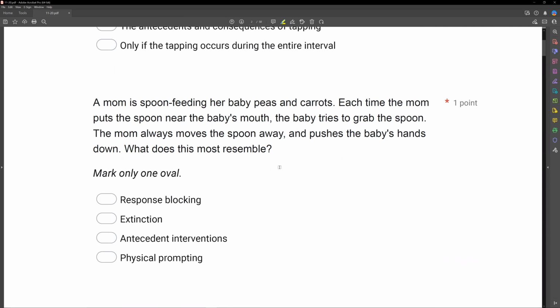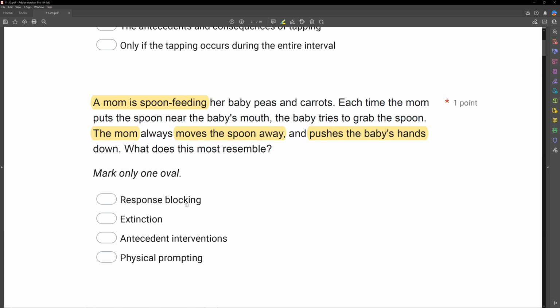All right, kind of a vague question. It's a behavior question first and foremost. And whose behavior are we looking at? You always have to answer that question. Whose behavior am I looking at? Well, we're really looking at the mom's behavior, right? Because we're talking all about the mom. The mom is spoon feeding carrots. Each time she puts the spoon in the baby's mouth, the baby tries to grab the spoon. So the mom moves the spoon away and pushes the baby's hands down. So what does this most resemble? What is the mom doing?